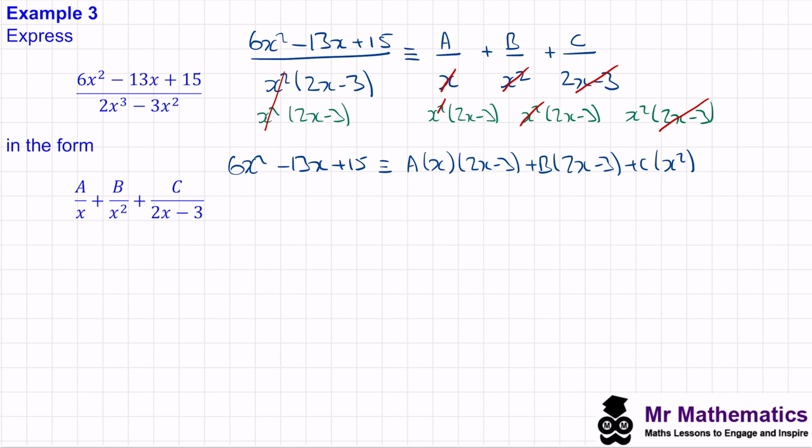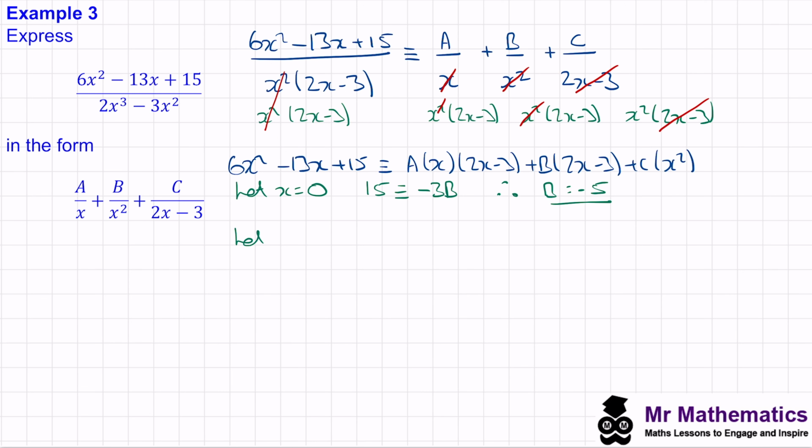Okay? If we let x equal 0, we'll cancel out this term and we'll cancel out the c term. So we'll say let x equal 0. The left hand side will become 0 minus 0 plus 15. So 15 will be identical to this is gone, this is gone. And when b equals 0, we get minus 3. So minus 3b. So therefore, b must equal negative 5.